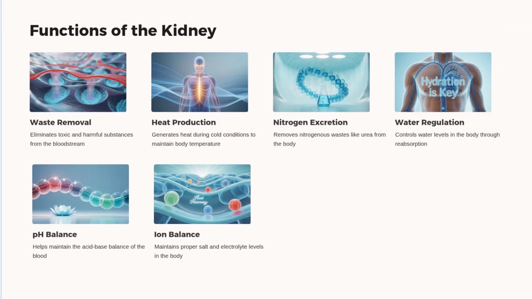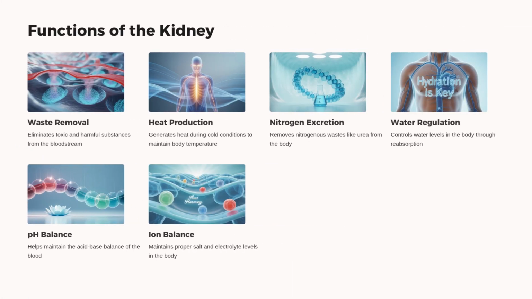Functions of the kidney. Waste removal eliminates toxic and harmful substances from the bloodstream. Heat production generates heat during cold conditions to maintain body temperature. Nitrogen excretion removes nitrogenous wastes like urea from the body. Water regulation controls water levels in the body through reabsorption. pH balance helps maintain the acid-base balance of the blood. Ion balance maintains proper salt and electrolyte levels in the body.